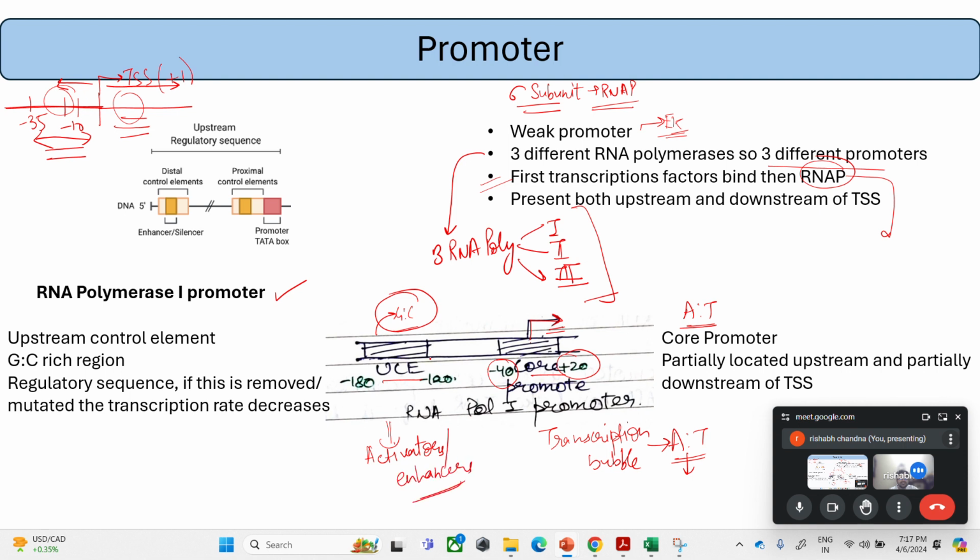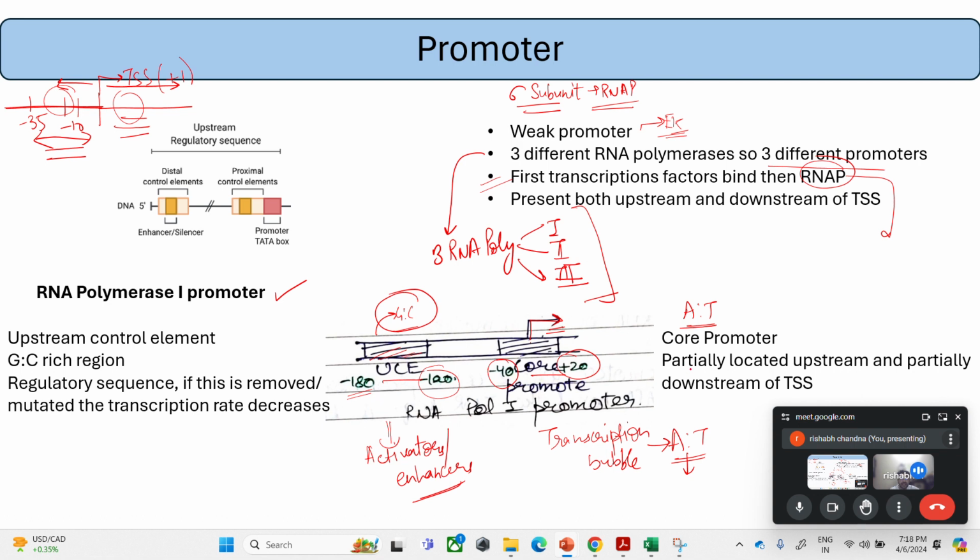So, if these regions are mutated or removed from the RNA polymerase 1 promoter, what will happen? This will not stop the transcription, but it will hamper the transcription rate. If these sequences are not present, the rate of the transcription would decrease, and these help in increasing the transcription rate. Okay, and the region in which these are present is minus 100 to minus 80. So this is upstream of the TSS.